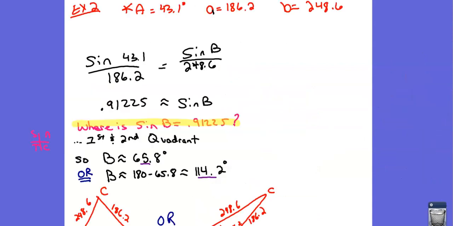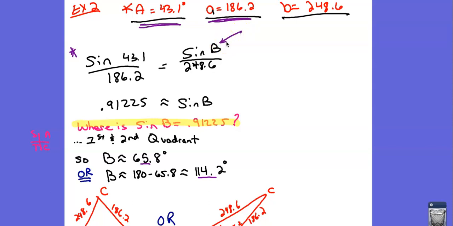All right, so let's look at another possible scenario. Here's another example. Angle A is 43.1 degrees, side A is 186.2, and side B is 248.6. Now, I'm setting up a proportion, so look at the proportion that I set up. I know angle A, I know side A, so I'm going to use that. And I know side B, so that means I want to find angle B.